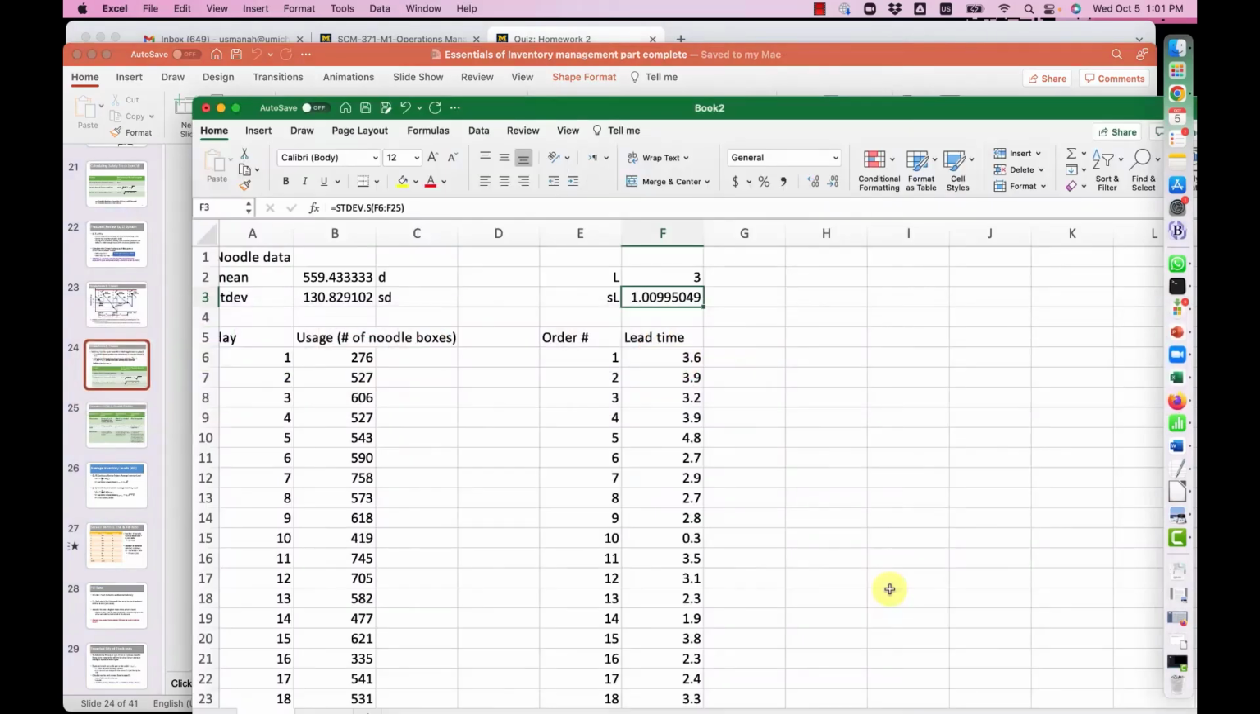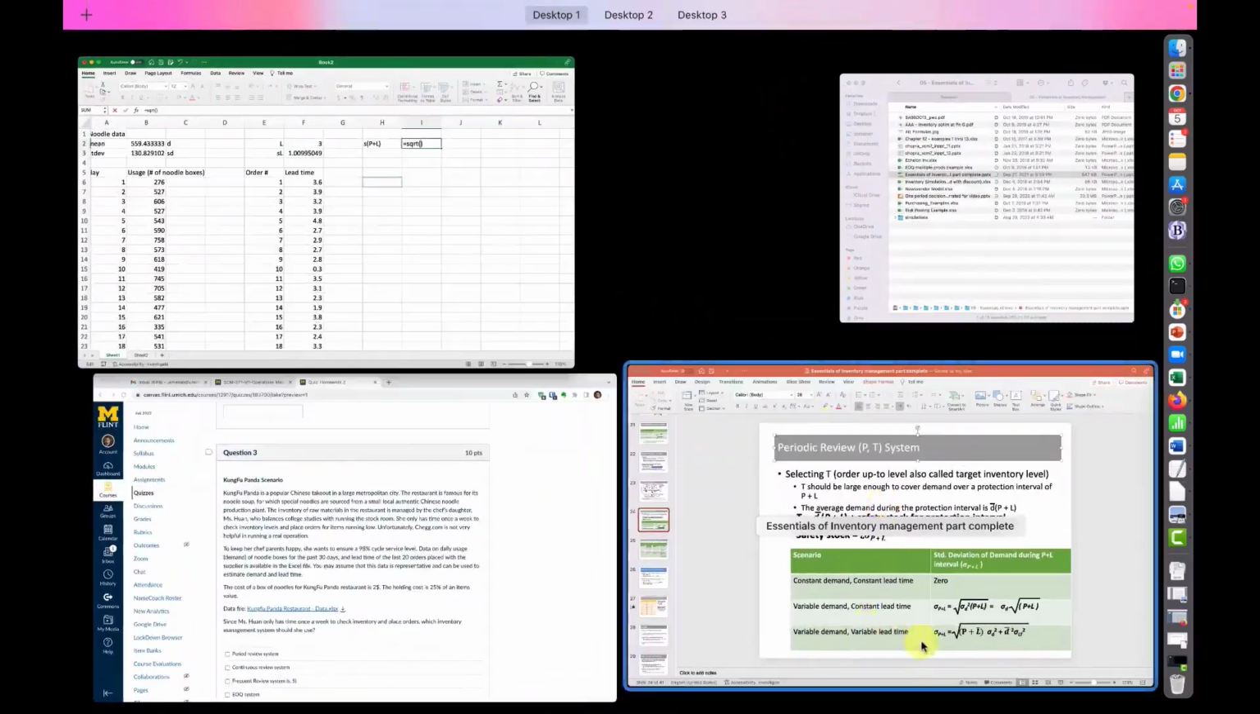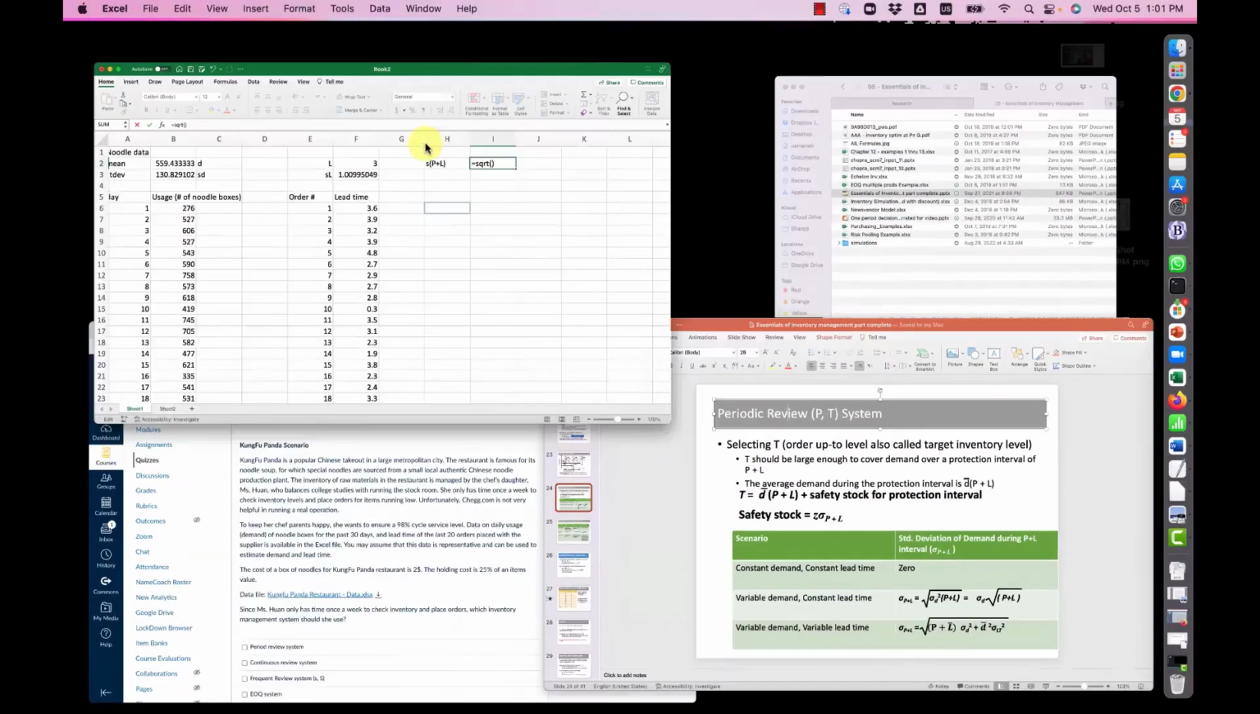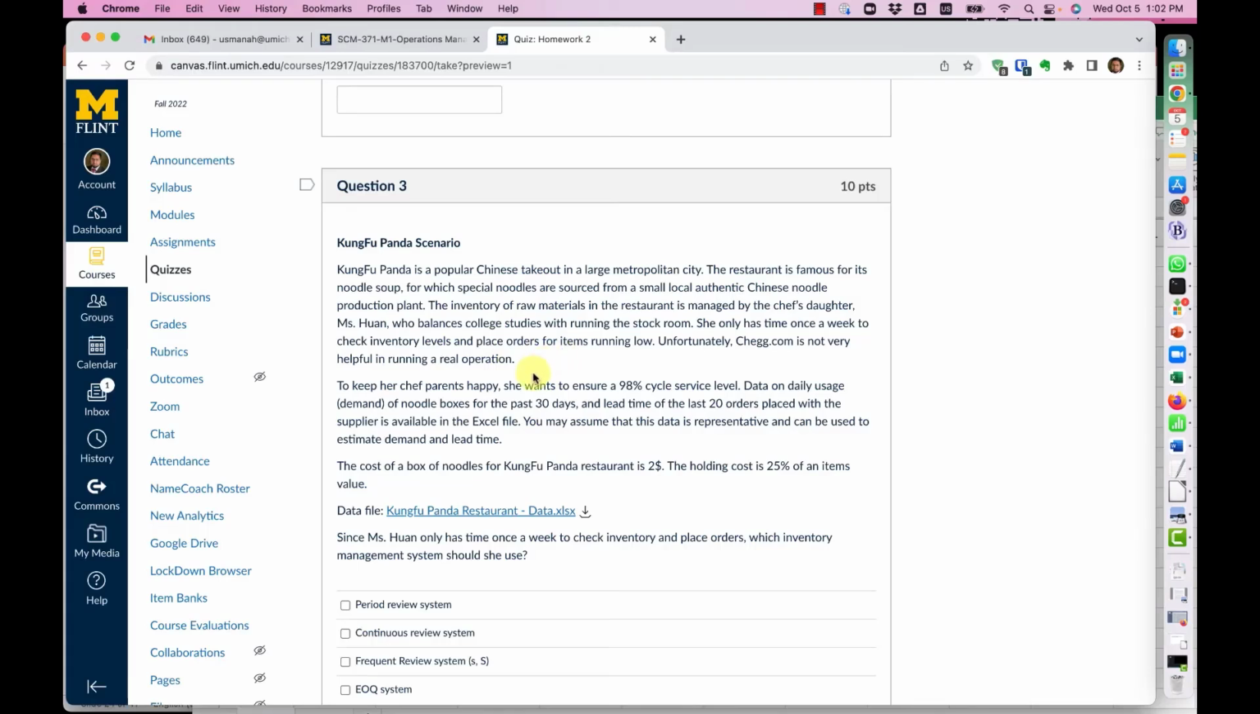So if we go to our Excel sheet, we have to find the sigma of P plus L, and to do that we do a square root. We know that this whole thing is under a square root. Then you do P plus L. So we have not written out P plus L first. So let's do that first. Well, we have L here. We need P. P, I believe, is 7 days. Once in 7 days, inventory is checked. Okay, and we can just double check with the question.